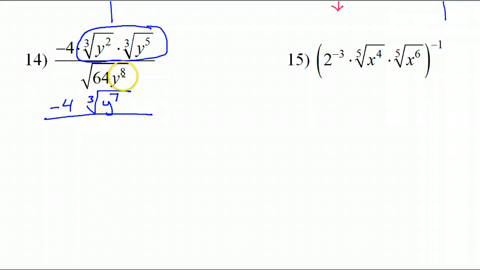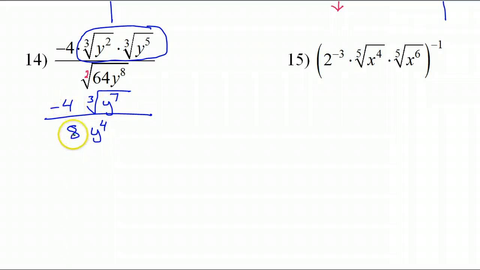Okay, then I've got this: square root of 64y to the 8th power. Both of these can be simplified. The square root of 64 is 8, and the square root of y to the 8th is y to the 4th power. That's because when you do the square root, there's an invisible 2. It's the second root. So we're doing 8 divided by 2, and that's where the 4 is coming from.